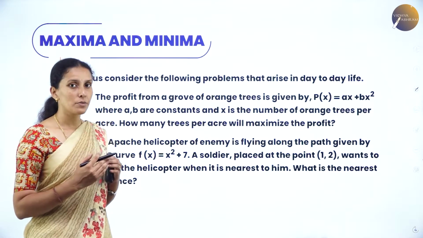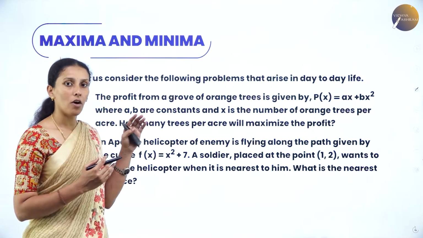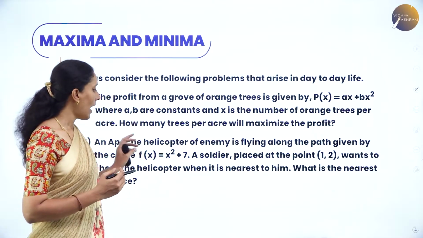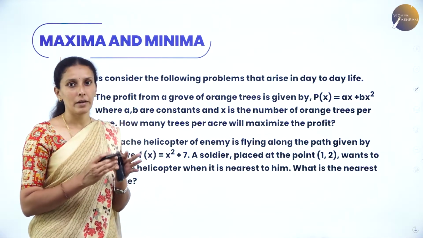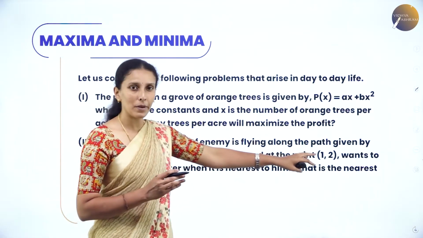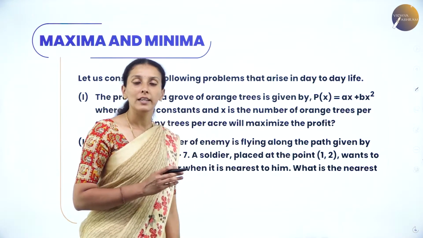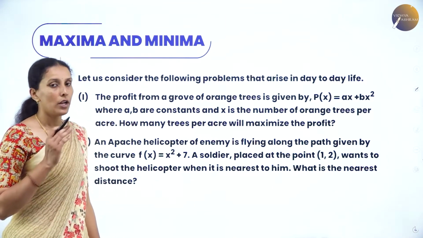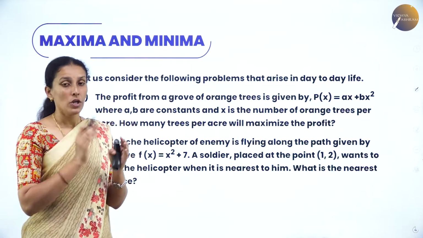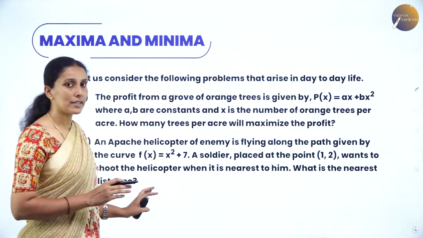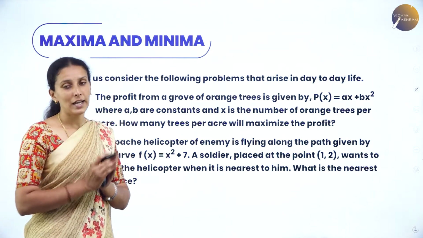A helicopter is moving in a curve, circular or some curve in a path, and a soldier is at the point (1, 2). That is, graphically we represent a soldier sitting at some place where the coordinates are given as the point (1, 2). Now he has to shoot the helicopter when it is nearest to him. So how do we find out the nearest distance so that he can shoot the helicopter?